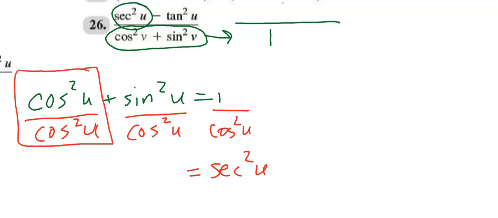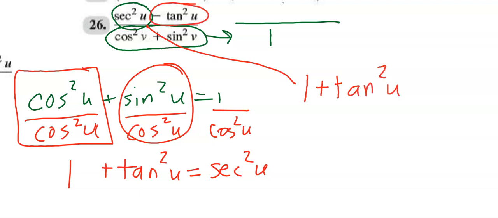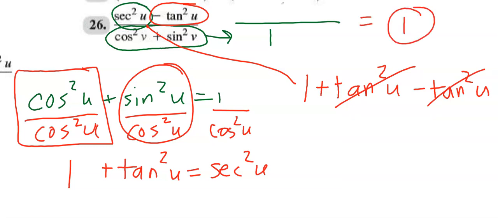What's cosine squared over cosine squared? 1. And sine squared over cosine squared? Tangent squared. So if we're going to replace secant squared, it's going to get replaced with 1 plus tangent squared. And then, of course, we have this minus tangent squared. Anything canceling out? The tan squareds, right? So what's the answer to my question? 1.